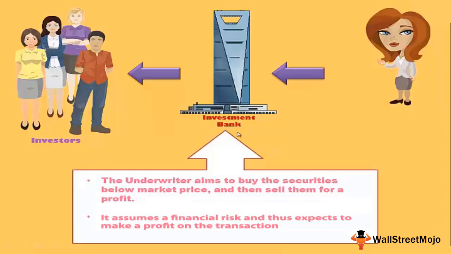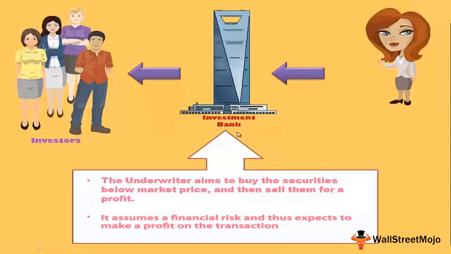So we are essentially saying that the investment bank will actually buy these shares and sell them at an appropriate time in order to make a profit. So underwriting means that you're guaranteeing that any amount of undersubscription will be absorbed by the investment bank. And obviously, as you can see, the investment bank is assuming a financial risk.